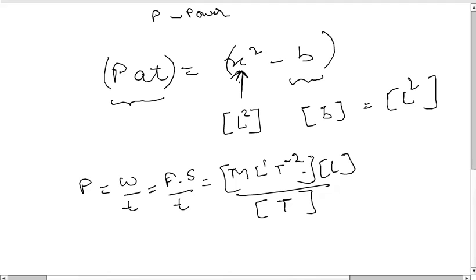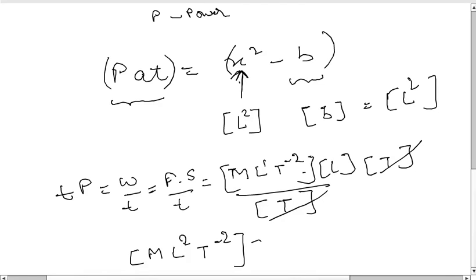Now you can see if we multiply A into T, let us say multiply first T, then this will be the dimension of T again, so this will cancel out. So we can write the dimension of P into T, that will be M L to the power 2 T to the power minus 2 into the dimension of A. Now this must be equal to what?